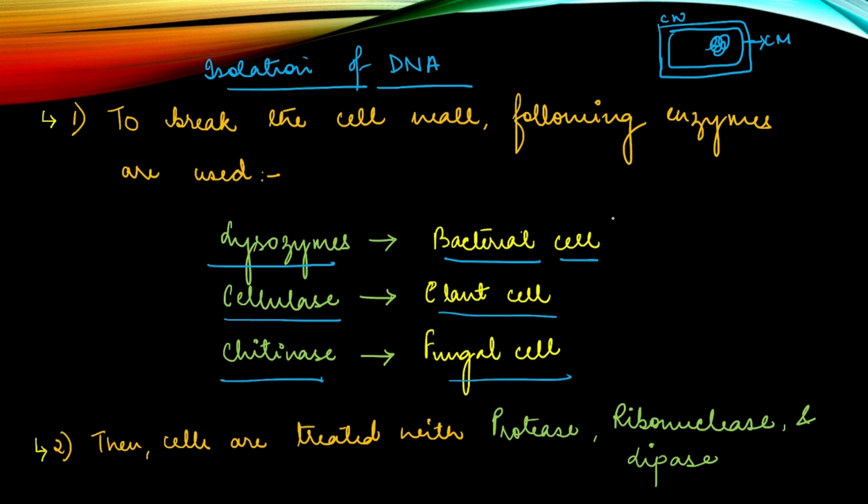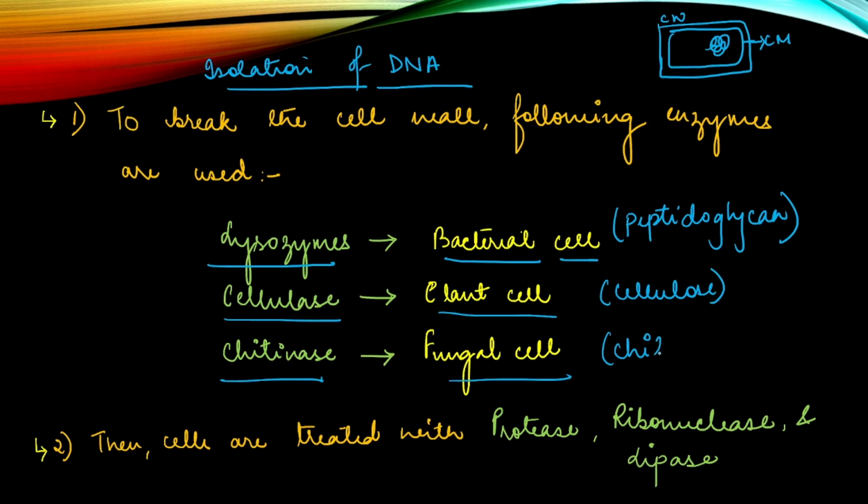Why? Because the bacterial cell wall is made up of peptidoglycan, so to digest peptidoglycan we use lysozyme. The plant cell wall is made up of cellulose, so to digest cellulose we'll use cellulase. The fungal cell wall is made up of chitin, so to digest chitin we'll use chitinase. So these are the enzymes we'll use to digest the cell wall, which is number 1 here.